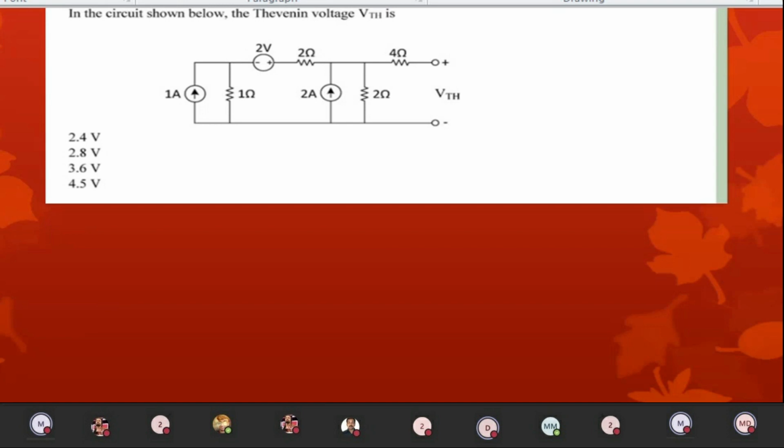So the Thevenin voltage is actually voltage across the 2 ohm resistor. Don't make any blunder by finding the current through 4 ohm. 4 ohm is open circuit. Okay, so your observation is very, very important. Okay, so actually V Thevenin is nothing but voltage across 2 ohm resistor. Now let us proceed with the problem.